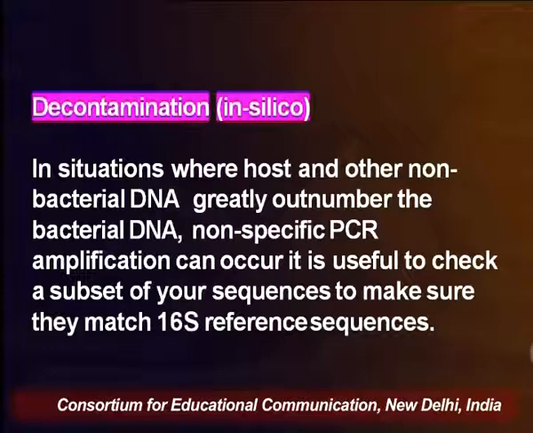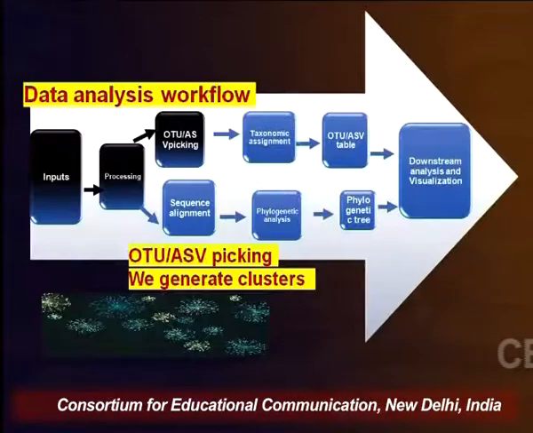So in that situation, what happens is we must check that the 16S reference sequences from bacteria have come. So that is decontamination: we must make sure that we have 16S reference sequences before we go for further analysis in 16S or this metagenomic analysis for single gene.